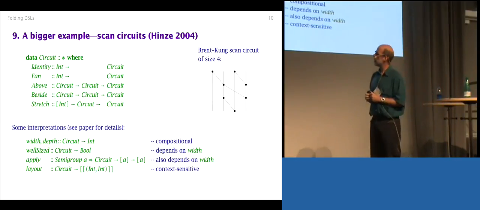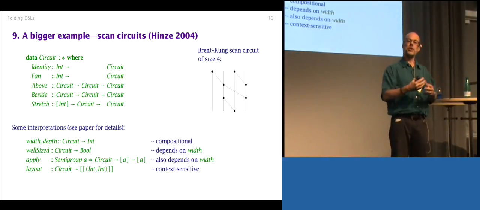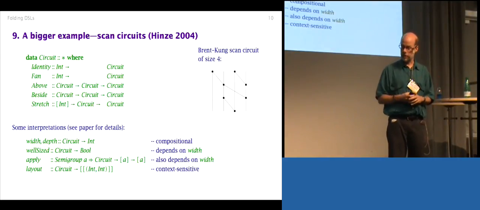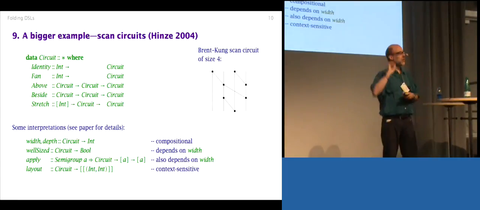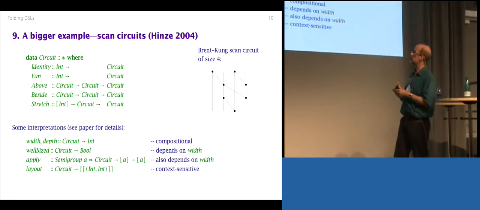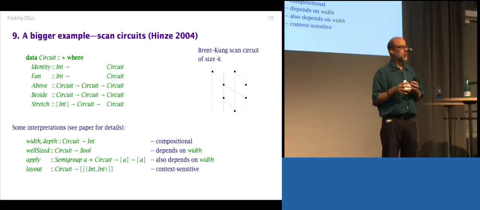There's a deep embedding at the top. There are various different interpretations you might want to make of this language, various different semantic domains you might want. So you might want to find the width or the depth of a circuit, so integer interpretations are one of these terms. You might want to ask whether a circuit is well sized. It only makes sense to put one circuit above another circuit if they have a common width, because the wires are supposed to match up.